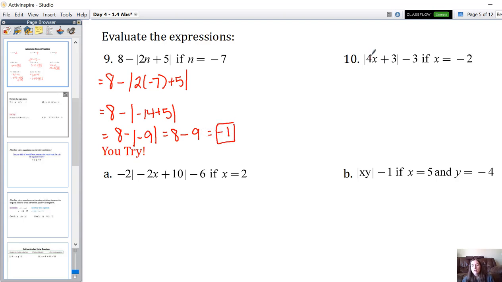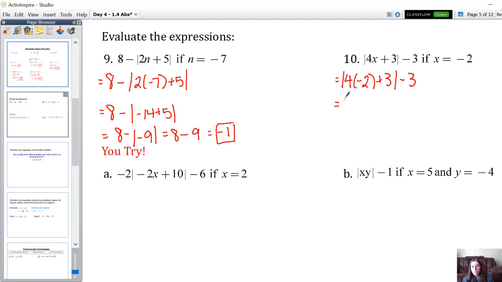Number 10, the absolute value of 4x plus 3 minus 3 if x is equal to negative 2. So let's substitute that negative 2 in for x. So we've got the absolute value of 4 times negative 2 plus 3. And then outside of our absolute value, we have minus 3.